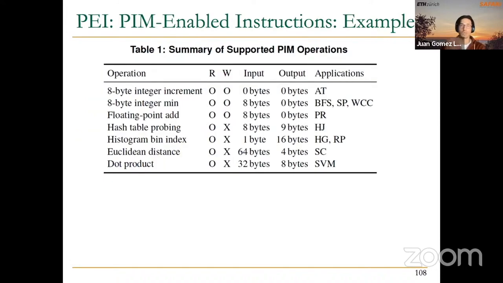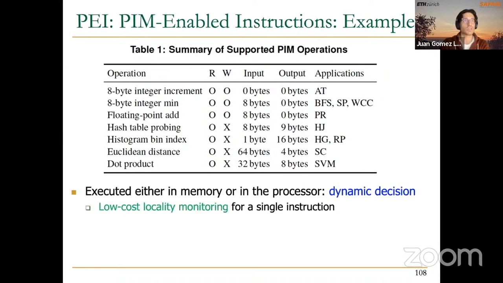And here you see some supported PIM operations. These are operations that were used in the PEI paper to showcase the possibilities and the potential of this type of proposal, but they are things that make a lot of sense for all these applications. For example, integer increment, calculation of minimum, addition, hash table probing, histogram computation, Euclidean distance, dot product, etc. Very simple operations that are offloaded to the memory side and can be executed there faster and in a more energy efficient manner.